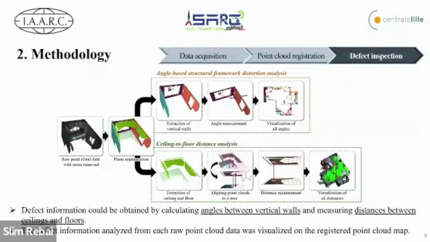And the next step is defect inspection. Here, from the raw point cloud data, we detected 2 types of defects. The first was framework distortion, and the second was sagging in ceilings and floors. In the raw point cloud data, we segmented multiple planes and then extracted only vertical walls and calculated angles from them. We finally visualized all the calculated angles on the point cloud map.